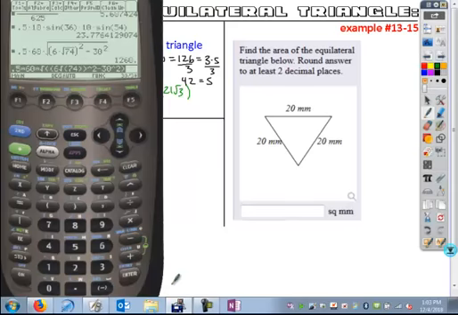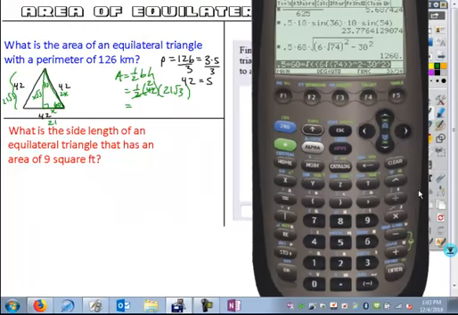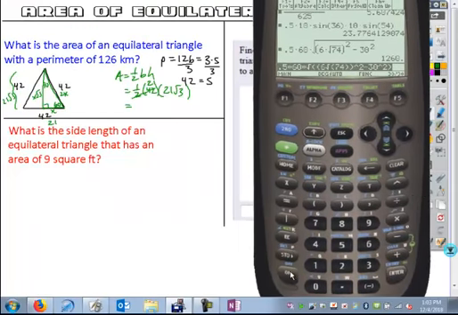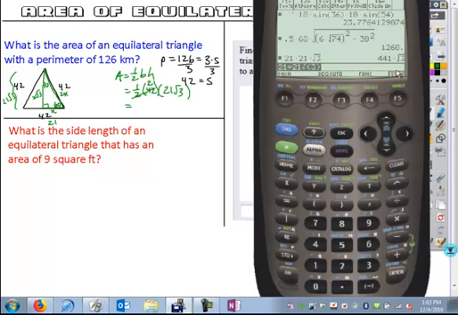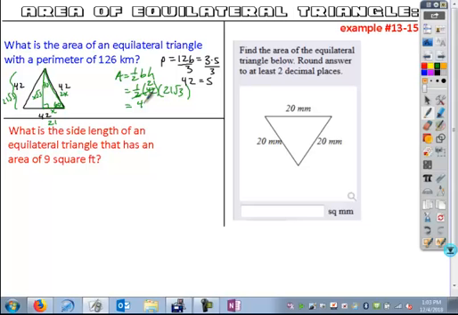And if I calculate this, you might be asked to write this in one of 2 ways. It might be asked to write it as an exact answer. If that's the case, 21 times 21 root 3 is just 441 root 3. The units are kilometers, area is 2-dimensional. So this would be your exact answer.